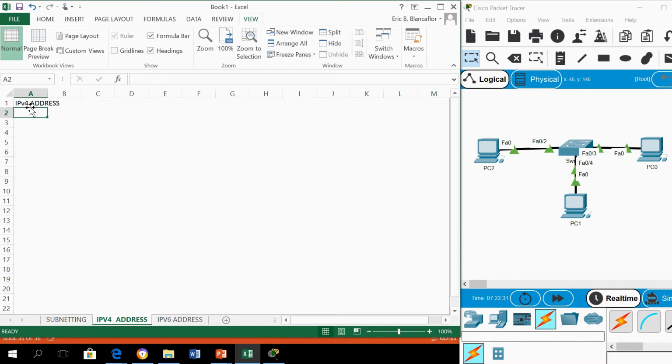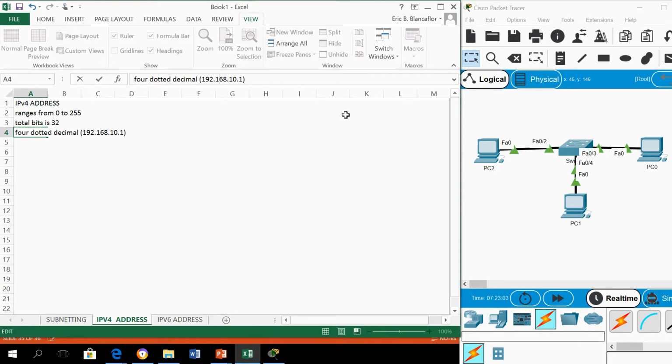First, in IPv4 each number ranges from 0 to 255. There's no 256, 257. Another thing is that the total bits is 32, and its format is four dotted decimal. For example, say I have 192.168.10.1.